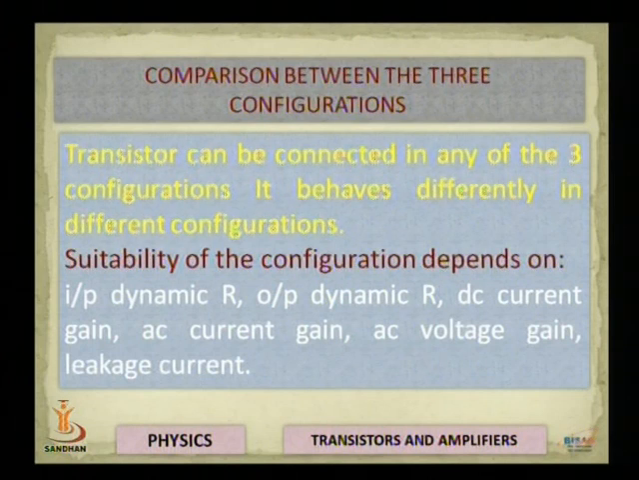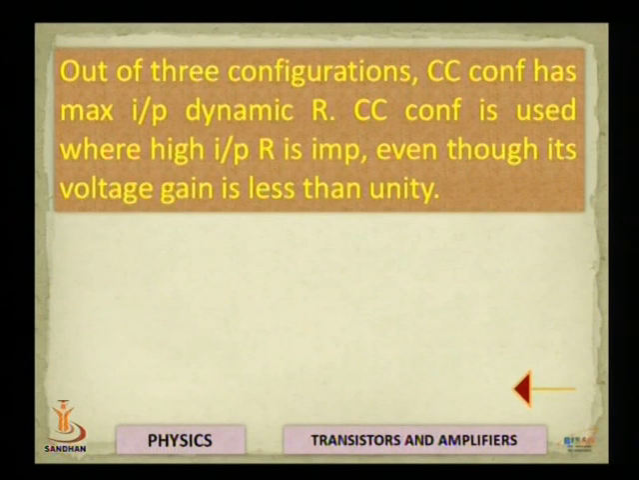So the suitability of the configuration depends on particular parameters: input dynamic resistance, output dynamic resistance, DC current gain, AC current gain, AC voltage gain and the leakage current. Out of the three configurations, the common collector configuration has the maximum input dynamic resistance. It is used where high input resistance is important, even though its voltage gain is very low, sometimes less than unity.